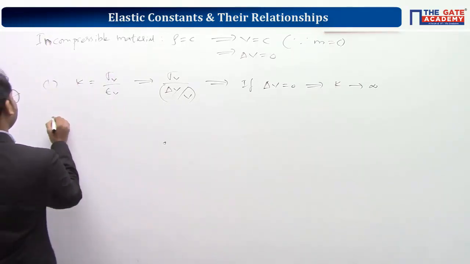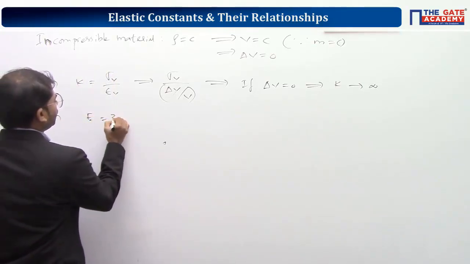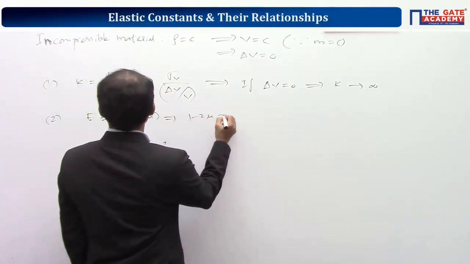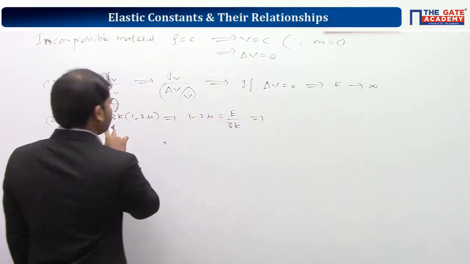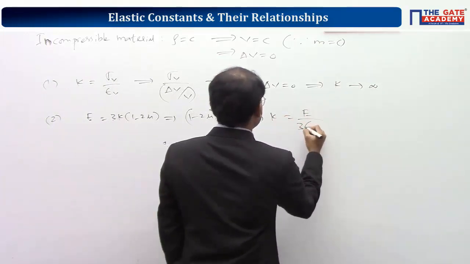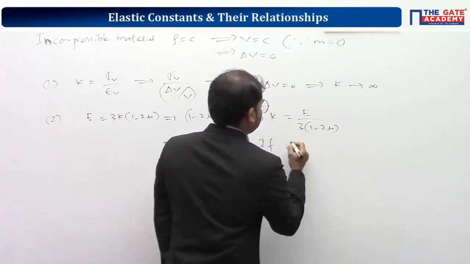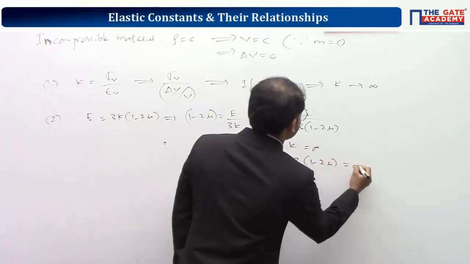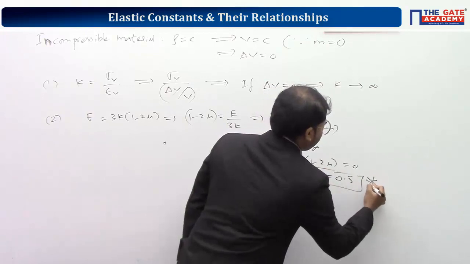Okay, now coming to the second one, that is Poisson ratio, a very important thing. We have E is equal to 3K into (1 minus 2 mu). This gives you 1 minus 2 mu is equal to E by 3K. So K is equal to E by 3 into (1 minus 2 mu). If you substitute the value of K equal to infinity, this implies 3 into (1 minus 2 mu) is equal to 0, which implies Poisson ratio is equal to 0.5. This is a very important result.